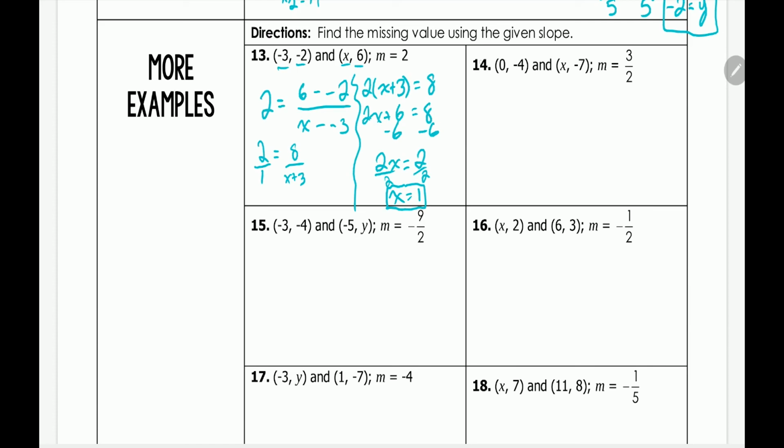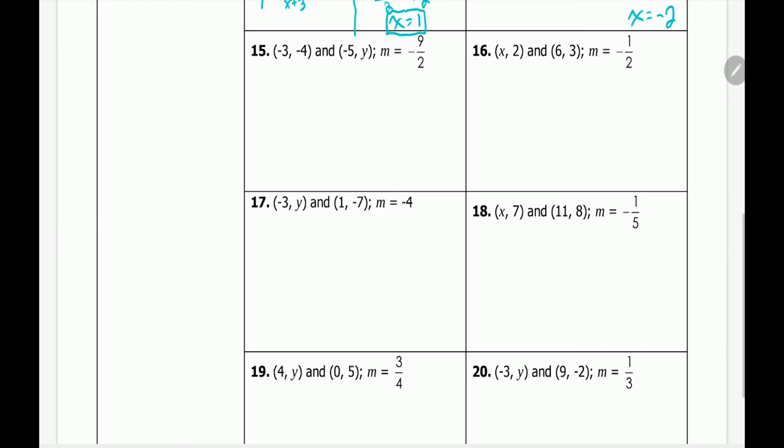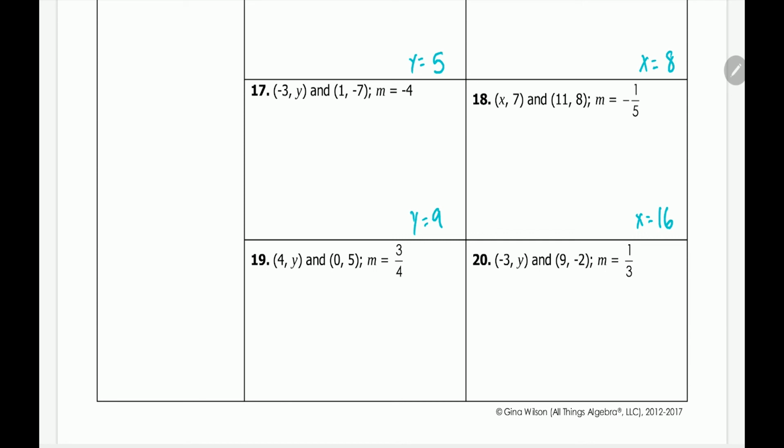Number 14, I want you to try by yourself. Your final answer should be x is equal to -2. Okay. 15. Actually, I want you to try the rest by yourself. I'll go ahead and give you the answers. 15 is y is equal to 5. 16, x is equal to 8. 17, y is equal to 9, 18, x is equal to 16, 19, y is equal to 8, and 20, y is equal to negative 6.